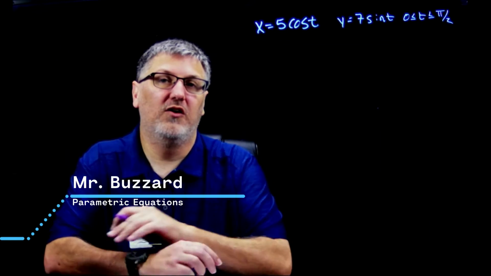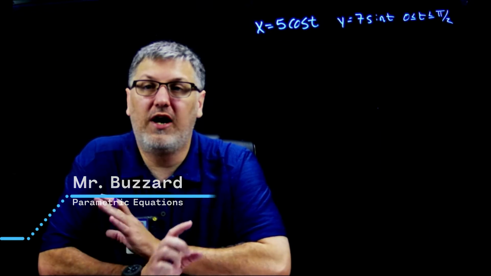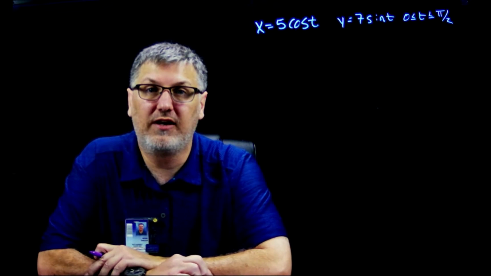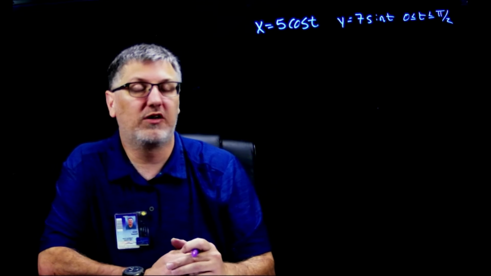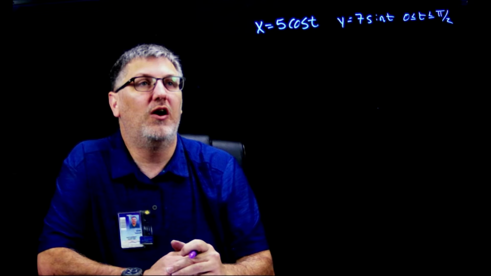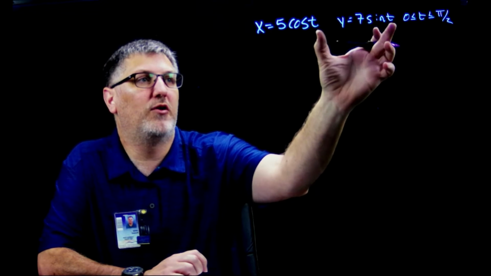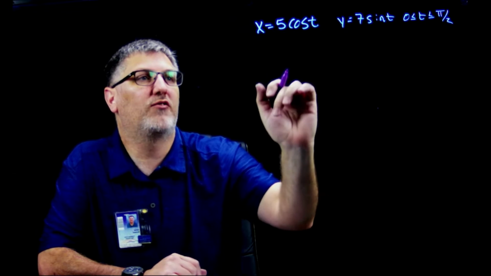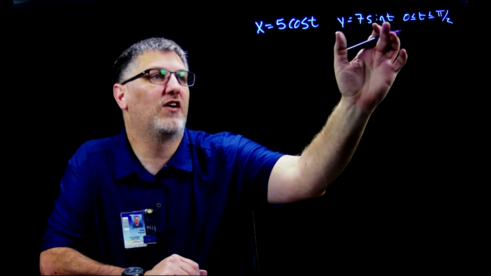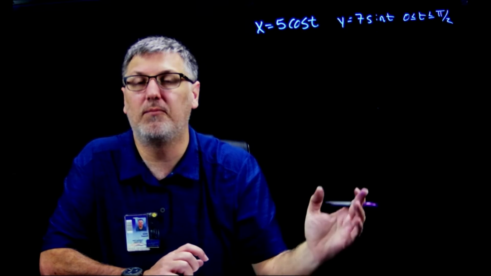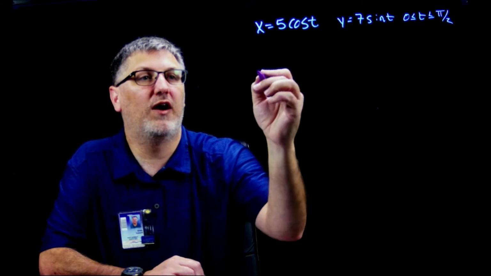All right, let's look at another example of a parametric equation, how to graph it and convert it to the rectangular coordinate equation. All right, so I have my parametric equations here. My parameter is t. I have x equals 5 cosine t and y equals 7 sine t, and t is between 0 and pi over 2.